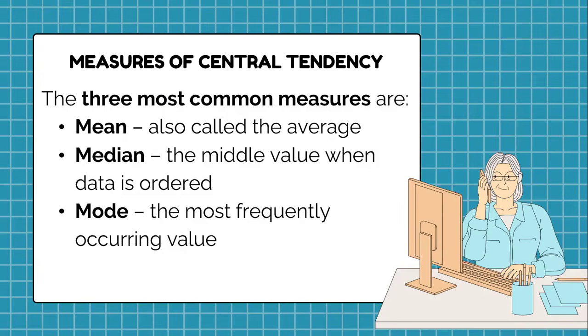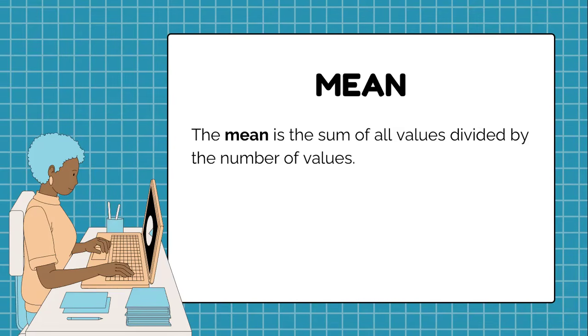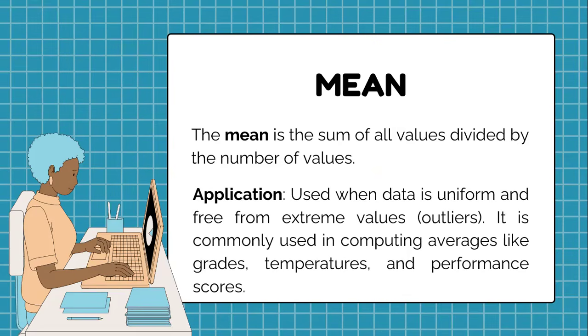So to discuss individually, let's focus on the mean. So the mean is the sum of all values divided by the number of values. For its application, it is used when data is uniform and free from extreme values, commonly used for computing grades, temperatures, and performance averages. So this is more popular as average.